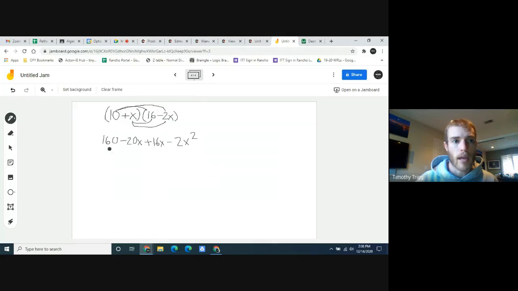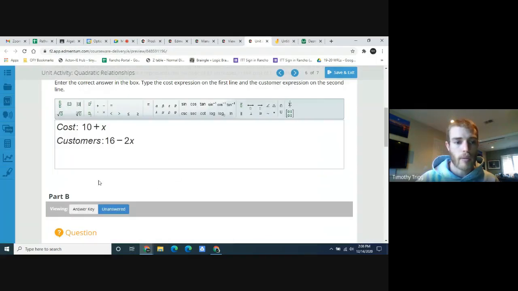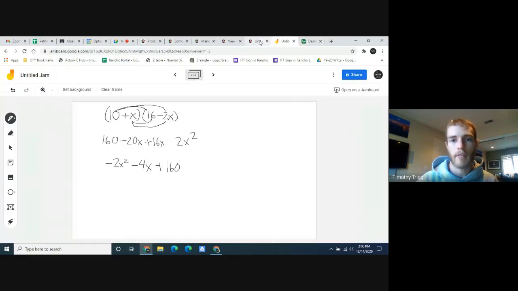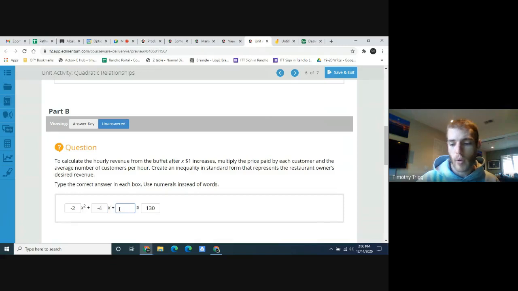Okay. So now we want to combine like terms. I'm going to go ahead and put the negative 2X squared in front. And then it's going to be minus 4X, combining these, plus 160. Just like that. So that's going to be here, negative 2X squared, negative 4X, plus 160.